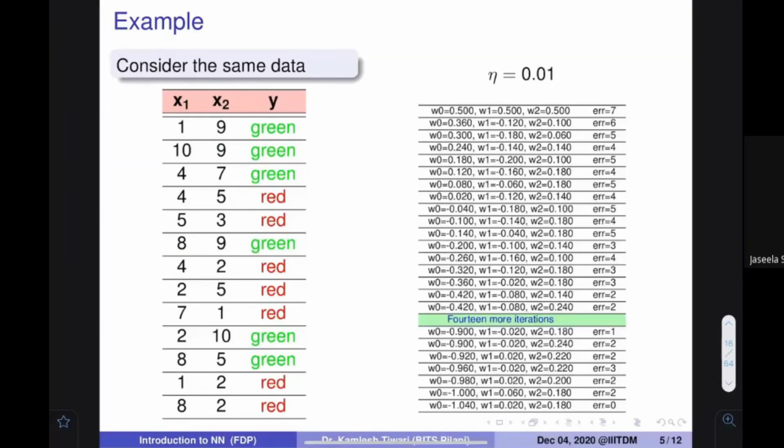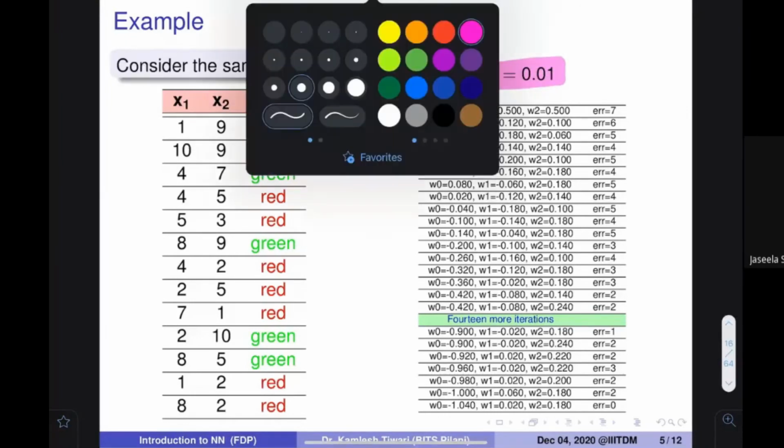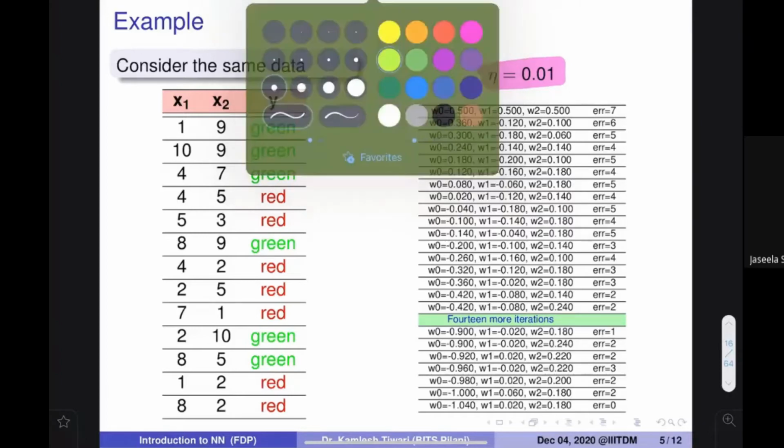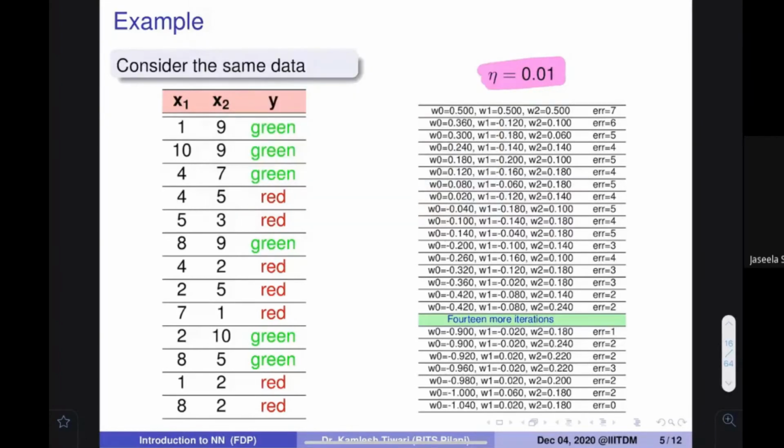We started with some weights. Let's assume that eta is 0.01. It is an arbitrary number. I started with the weights: let's assume W0 is equal to 0.5, W1 is equal to 0.5, W2 is equal to 0.5. How did this value come? Randomly. So I put 0.5. How many points do we have error? 7 points where we have error.